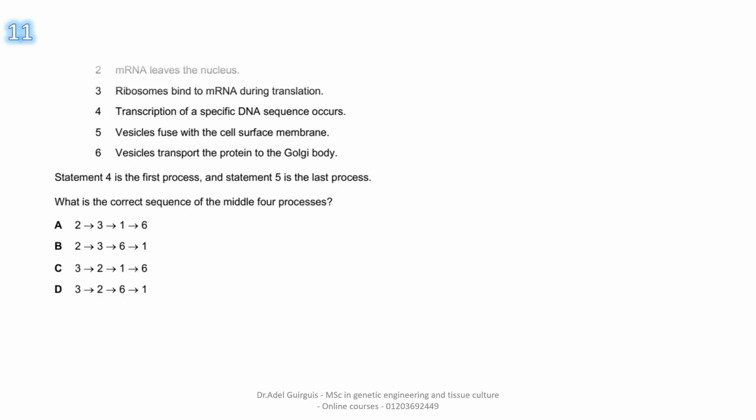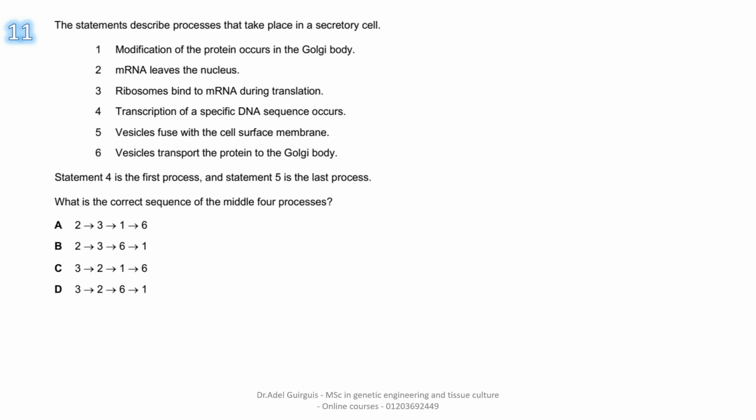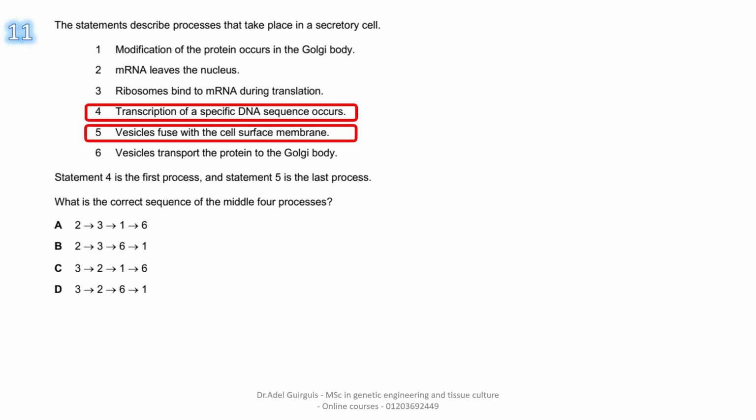Number 11. The statements describe processes that take place in a secretory cell. Number 1, modification of the protein occurs in the Golgi body. Number 2, mRNA leaves the nucleus. Number 3, ribosomes bind to mRNA during translation. Number 4, transcription of a specific DNA sequence occurs. Number 5, vesicles fuse with the cell surface membrane. Number 6, vesicles transport the protein to the Golgi body. Statement 4 is the first process, and statement 5 is the last process.